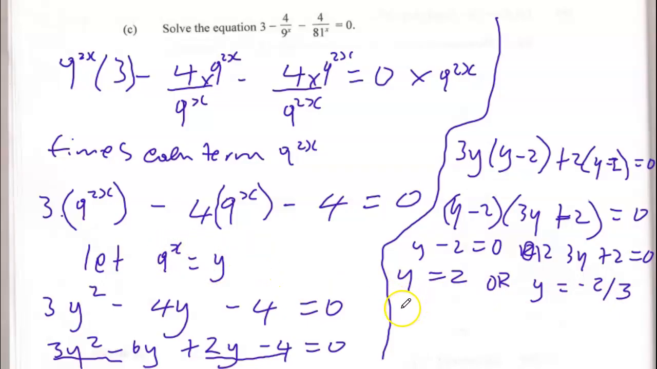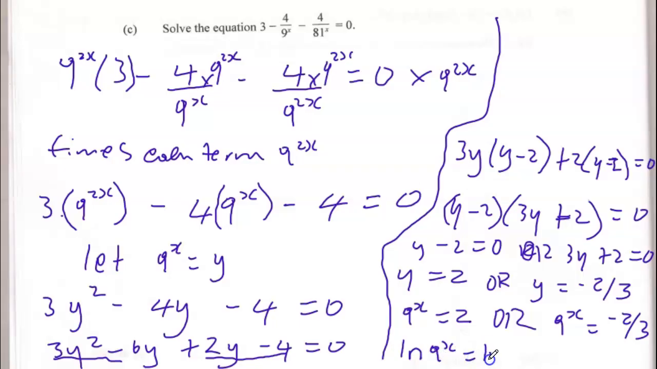So y is 2, y is negative 2/3. So recall that 9 to the x equal to y, so 9 to the x equal to 2, and 9 to the x equal to negative 2/3. So of course we're going to log both sides, take the natural log of both sides. Solve, so ln 9 to the power of x equal ln 2. In the other equation, if we log both sides, notice the log of a negative number is undefined. Alright, so that's not possible, because the log of a negative number doesn't exist.